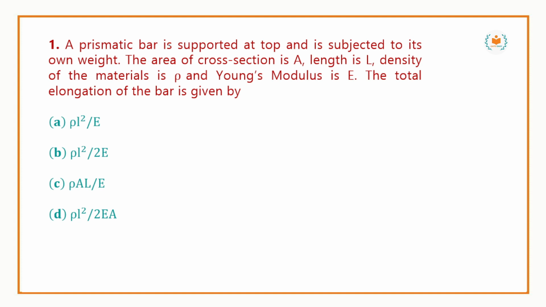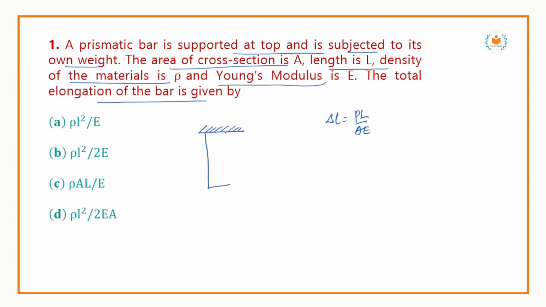Now, the first question we have is a prismatic bar supported at the top and subjected to its own weight. The area of cross section is A, the length is L, the density of the material is rho, and the Young's modulus is E. What is the total elongation of the bar? We have seen that the deformation of a body under an axial load is taken as PL by AE. But when the material is supported and subjected to its own weight, we derived the equation.